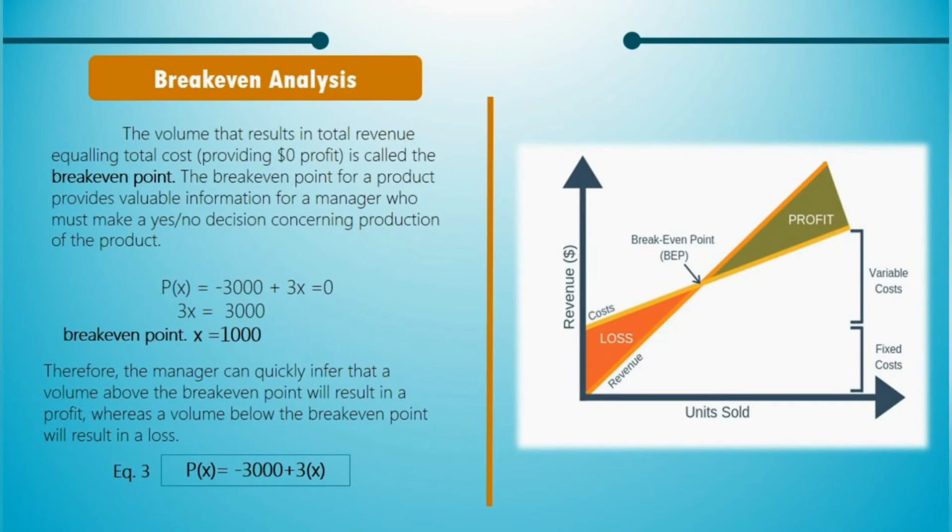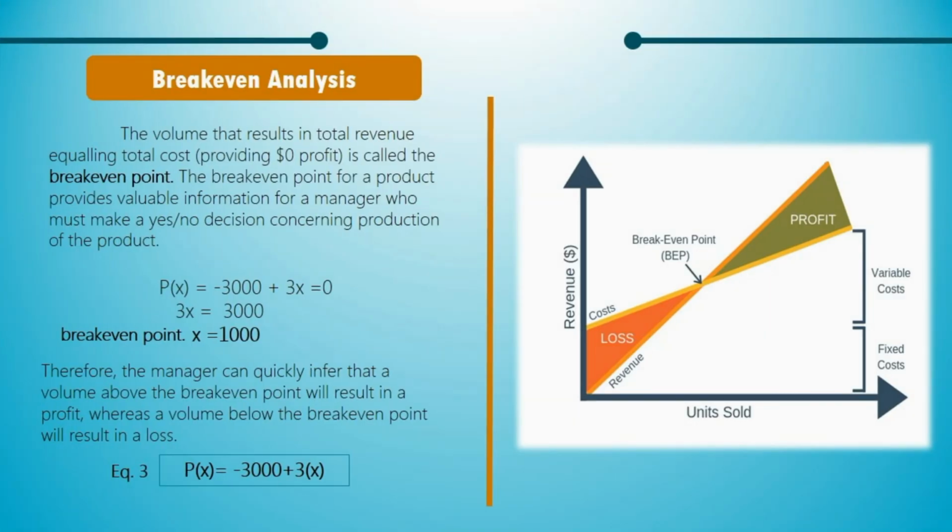So the volume that results in total revenue equaling total cost is what we call the break-even point. The break-even point for a product provides valuable information for a manager who must make a yes or no decision concerning production of the product. Again, by just using equation 3, we can get that 1,000 units is the break-even point. Therefore, the manager can quickly infer that a volume above the break-even point will result in a profit, whereas a volume below the break-even point will result in a loss.